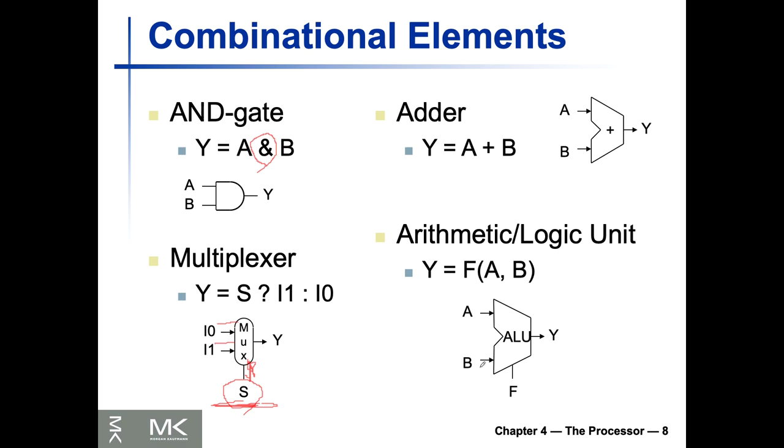And finally, the ALU just does the arithmetic or logic unit operation, right? We do something like F of A and B, so this could be different depending on the function that we were discussing. So these four are the combinational elements that we discuss here, okay?